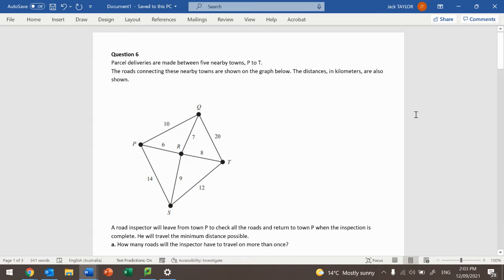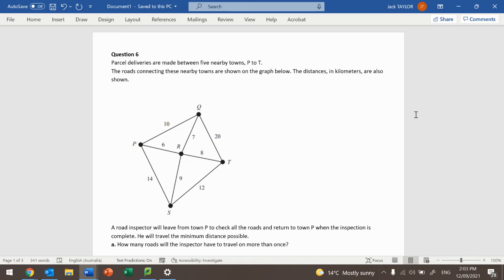The distance in kilometres are also shown. A road inspector will leave from town P to check all the roads and return to town P when the inspection is complete. He will travel the minimum distance possible. How many roads will the inspector have to travel on more than once?